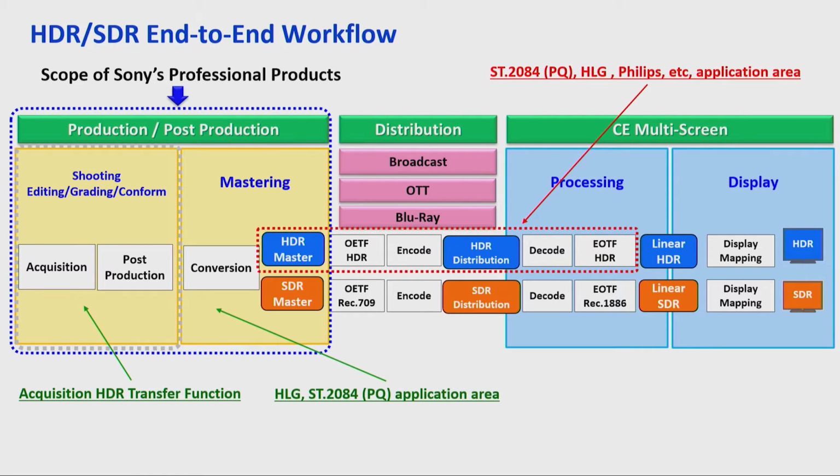So those two block diagrams really just fall into the scope of our professional products, which is basically acquisition through the post-production process and then conversion to create a master. After that is your distribution, which is completely up to who's going to be getting it, and that's really going to be the post-production house or something like the Sony DADC, which would create a number of different masters to serve a number of different clients.